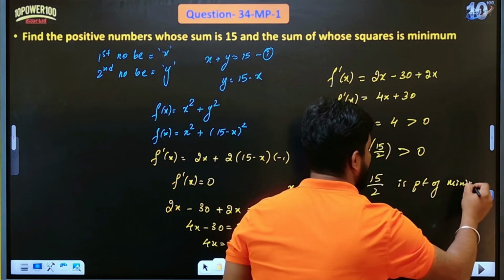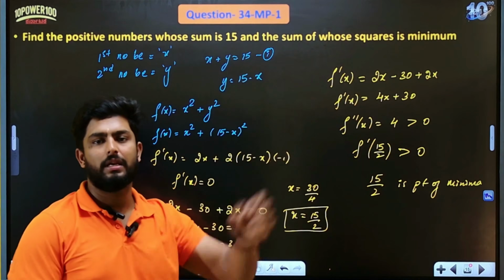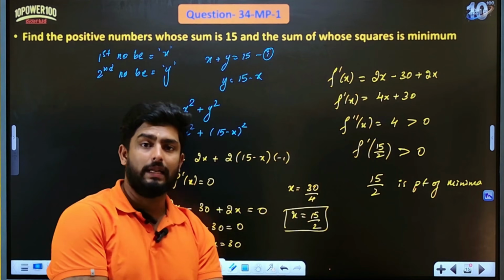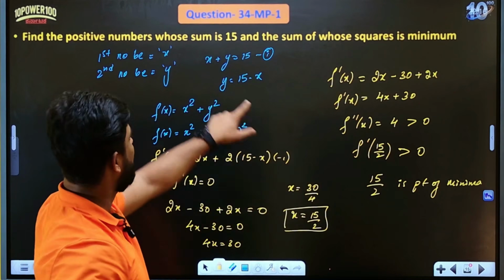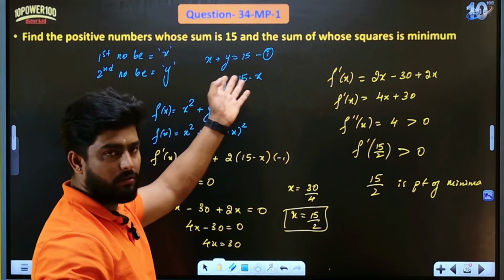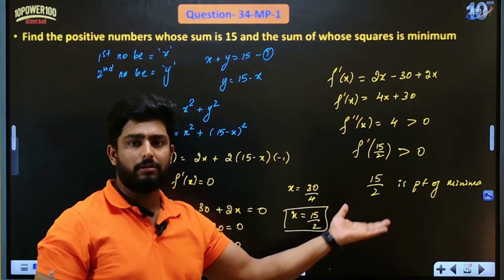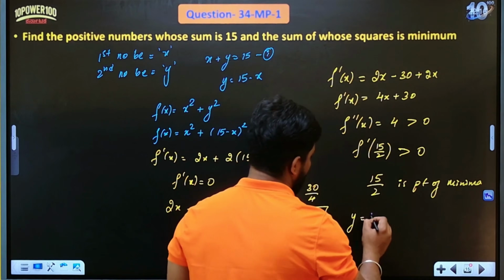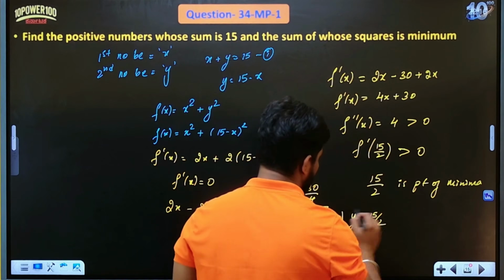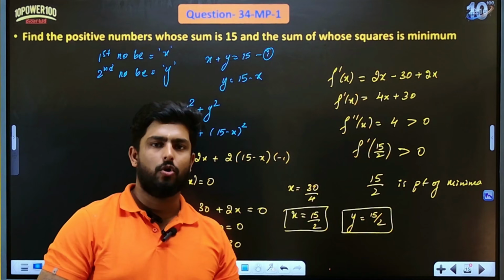If it is greater than 0, it is a point of minimum. If it is less than 0, then it is a point of maximum. It is the opposite here. So the x value is fixed, it is a point of minima, 15 by 2. Now the sum of x and y is 15. So if x is 15 by 2, that is 7.5, then y will also be 15 by 2. So substitute here and find the answer. Writing this much is more than enough, kids.